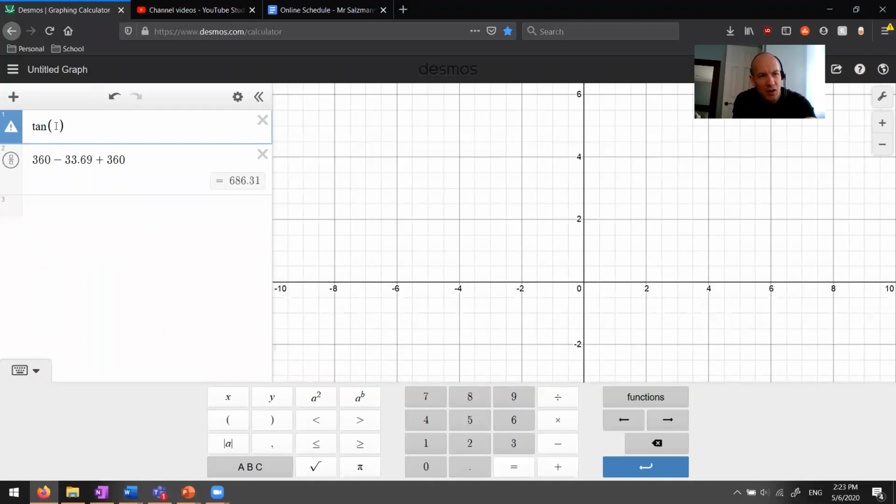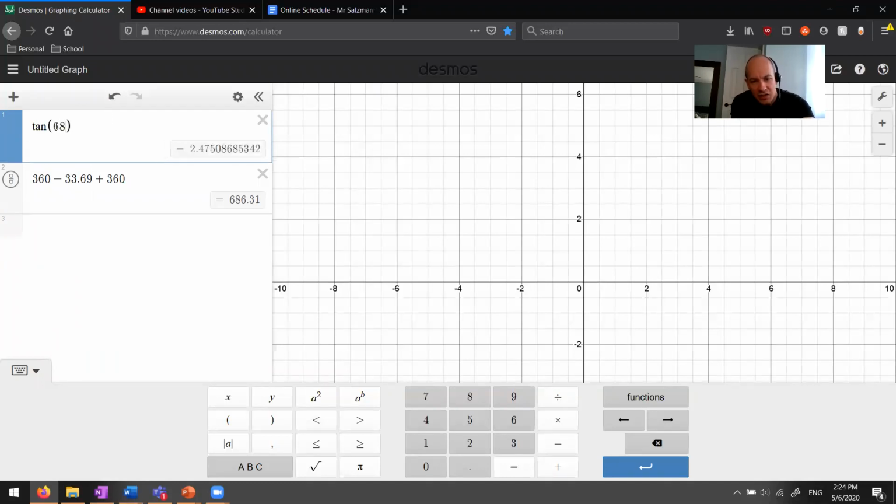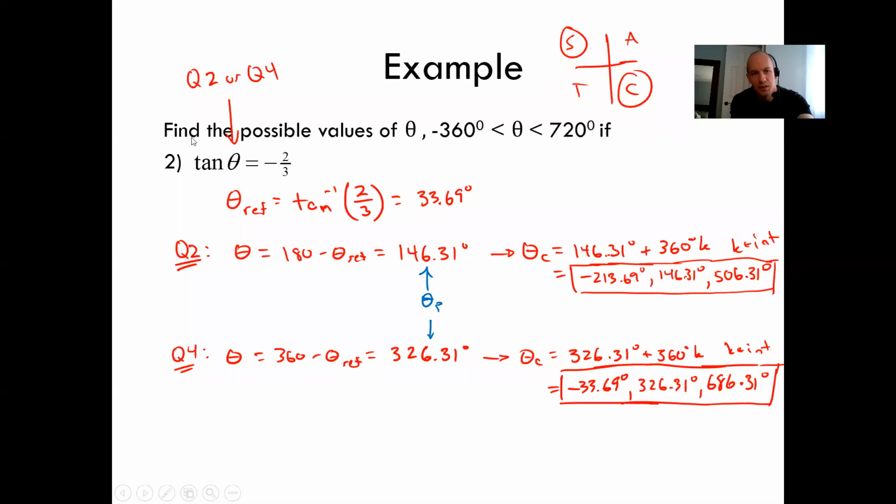So let's go tan of 686.31, and what I can see is it's equal to negative 0.6 repeating, which we all understand would be negative 2/3. So that's exactly what I wanted to get, and that's what I got. You could try it with all the other values. So there we go: one question, 6 answers. The possibilities are endless.